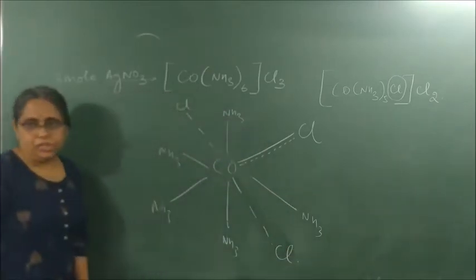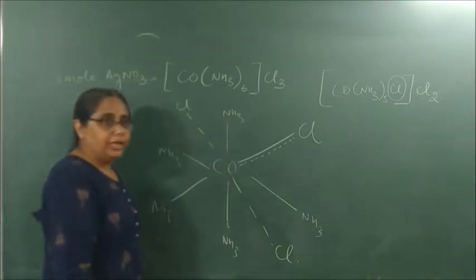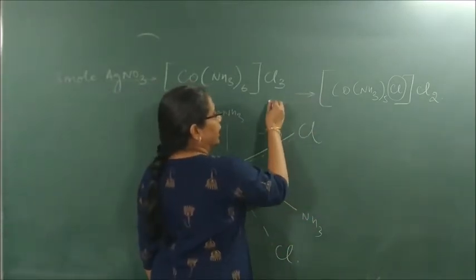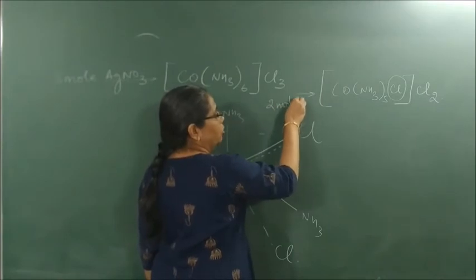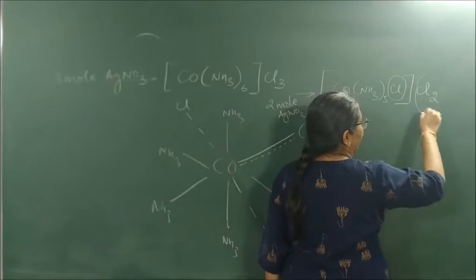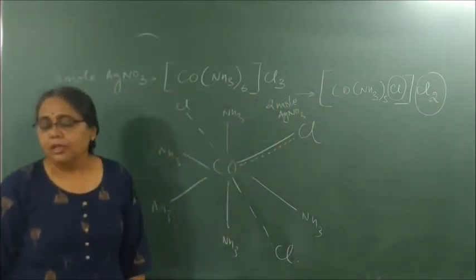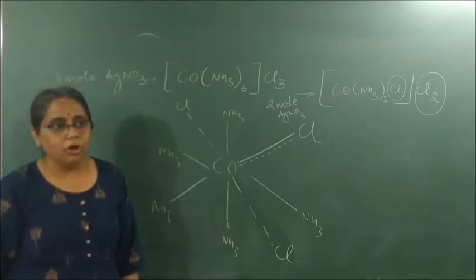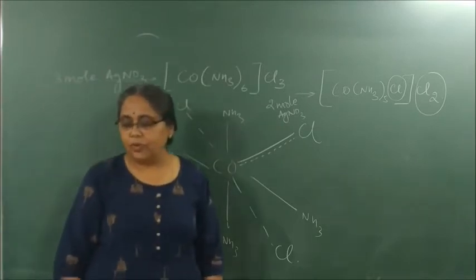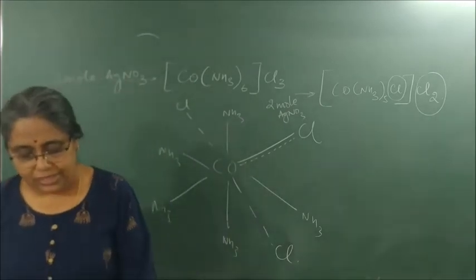One NH3 is removed. Now for this, how many moles of AgNO3 do I require? I require 2 moles of AgNO3. Why? Because its ionizable valency is only 2, 2 Cl. Clear? So please write. This shows that negative ions can satisfy both primary valency as well as secondary valency.